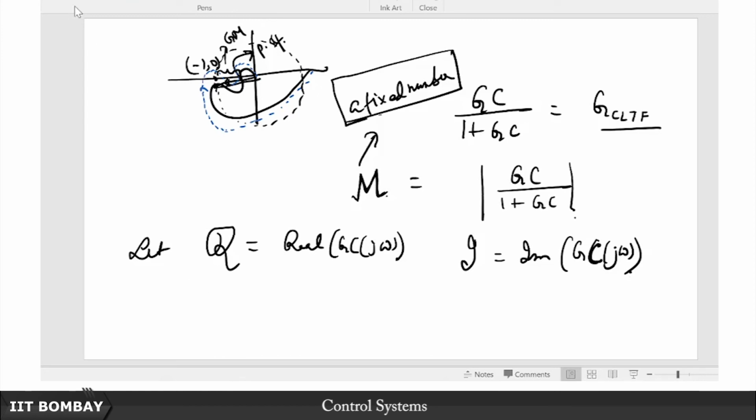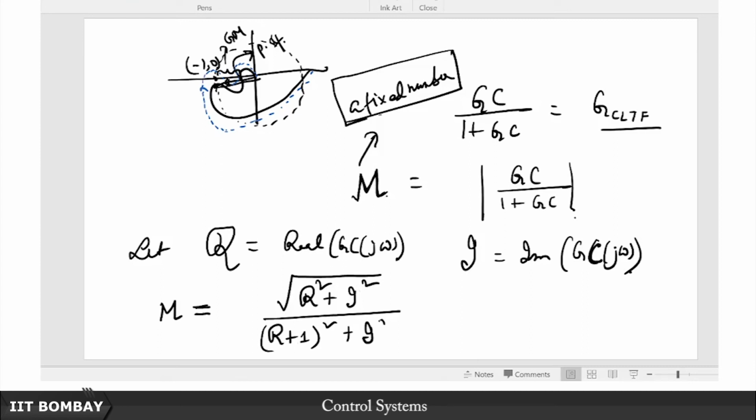Then what can we write? We can write that our fixed number m, the number that we desire to be the closed loop gain, is nothing but the square root of r squared plus I squared upon the square root of r plus 1 squared plus I squared.